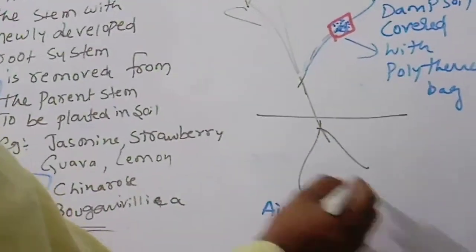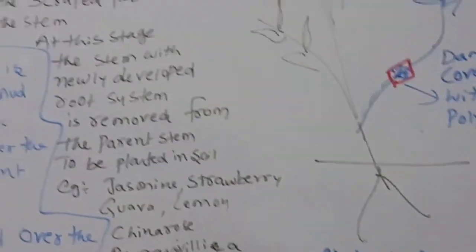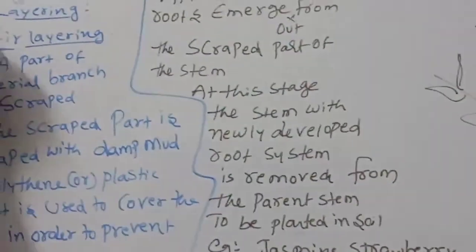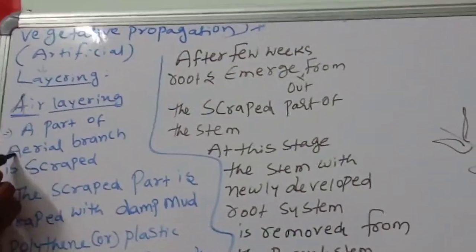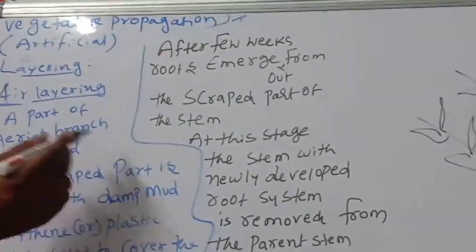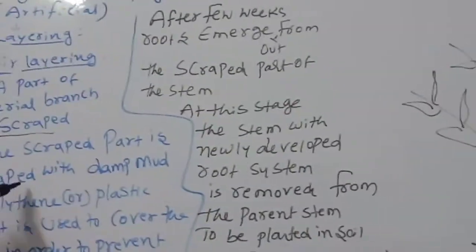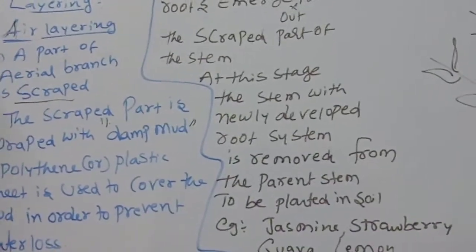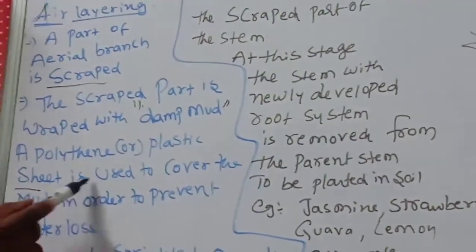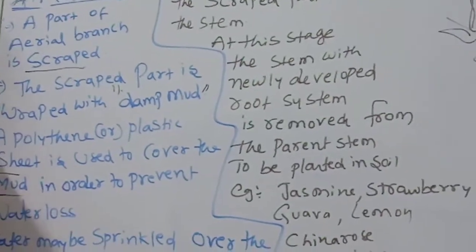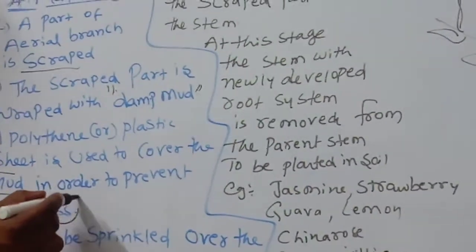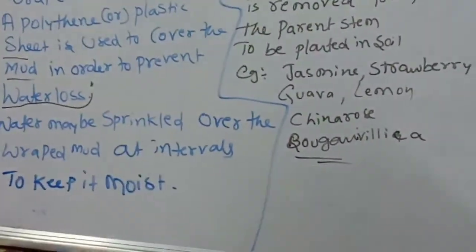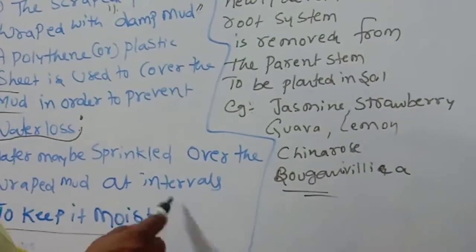This is an example of which one? Air layering. Okay, children, listen carefully. We are discussing air layering. A part of the aerial branch is scrapped. The scrapped part is wrapped with damp mud. A polythene or plastic sheet is used to cover the mud in order to prevent water loss. Water may be sprinkled over the wrapped mud at intervals to keep it moist.